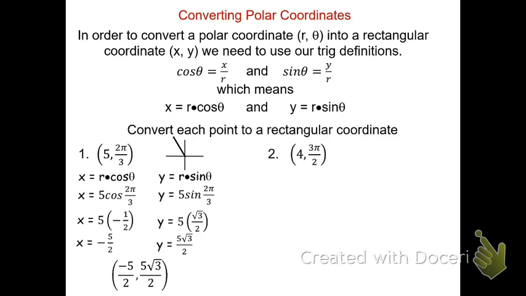All right, hopefully you had a chance to work this one. Using x equals r cosine theta, and keeping in mind that this coordinate is straight down on the y-axis, I expect it's going to be 0, comma something. All right, here we go.